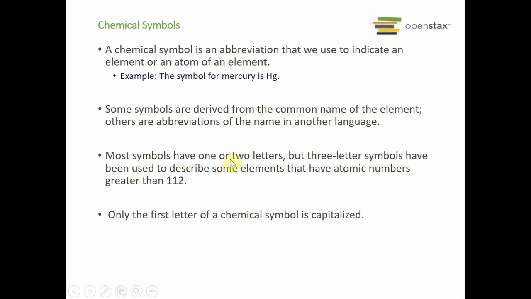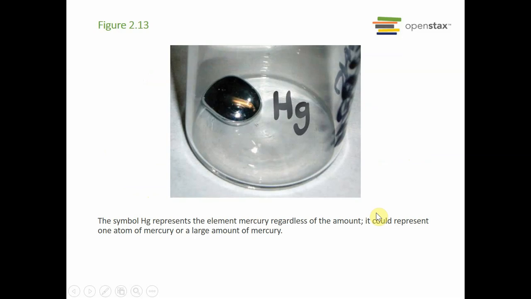Most symbols have 1 or 2 letters, but 3-letter symbols have been used to describe some elements that have atomic numbers greater than 112. Only the first letter of a chemical symbol is capitalized. The symbol Hg represents the element mercury, regardless of the amount. It could represent 1 atom of mercury or a large amount of mercury. By the way, it can also be part of the representation of a mercury ion as well.